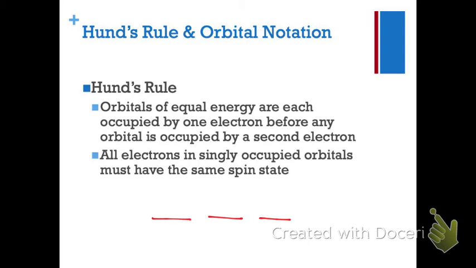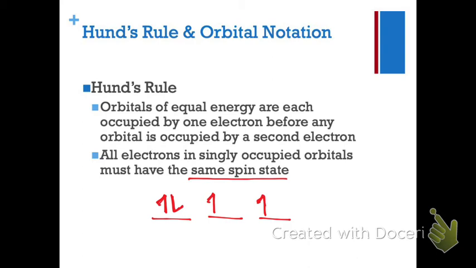If there's only 1, like we said here, we fill them all with the positive spin state first, then the second one gets the negative spin state. So the second one that goes in is going to be pointed downward. We fill them all with the same spin state first: positive, positive, positive. Then the second one that goes in gets the opposite spin state.